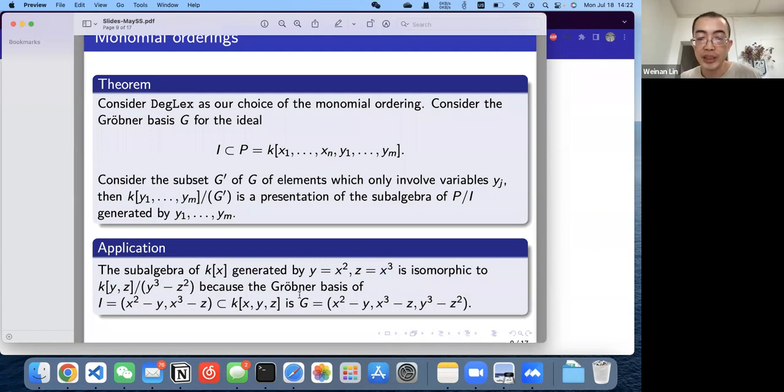So this is a very simple example, but imagine that you have a much more complicated algebra here. It's not just K[x], it's generated by many generators and many relations, and you just give me a few elements. Then by using Gröbner basis, by the computer, you can easily obtain the presentation for the subalgebra, and this is useful. Okay.